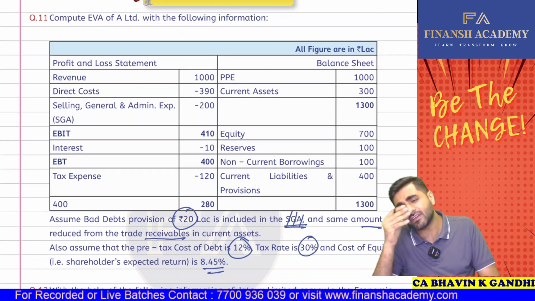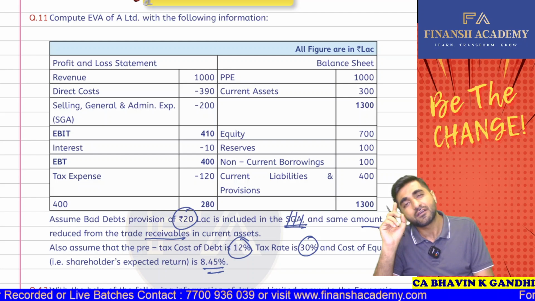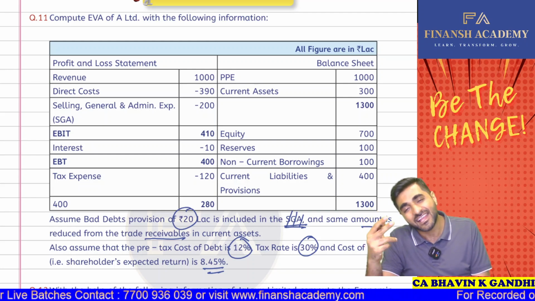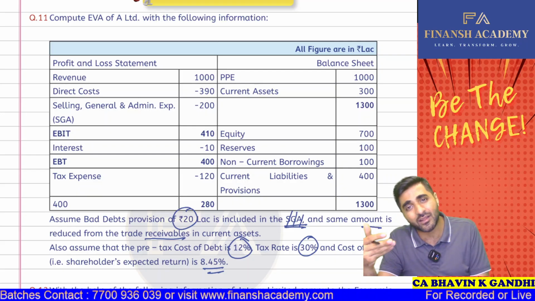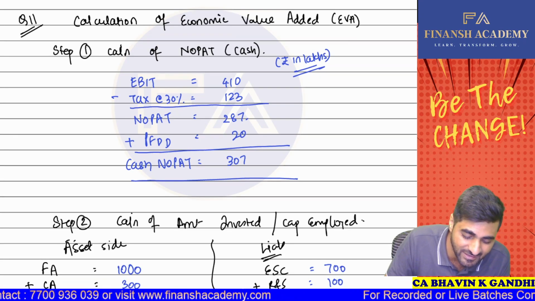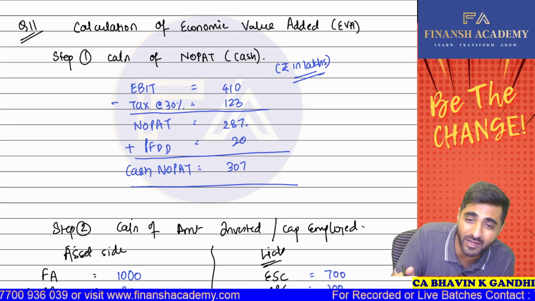EVA can very easily be calculated in 3 steps. First step, determine NOPAT, net operating profit after tax. Second, what is the amount invested? Check that out. And third, what is your Ko? So we are just required to calculate these 3 things. First is the calculation of NOPAT.